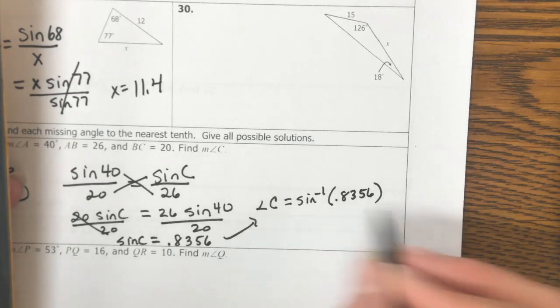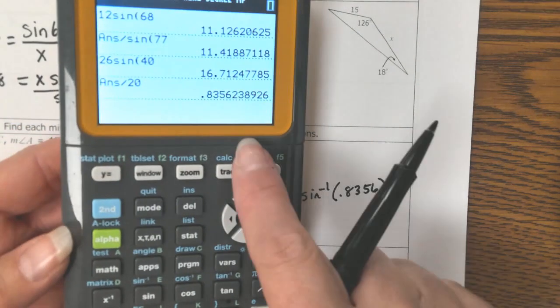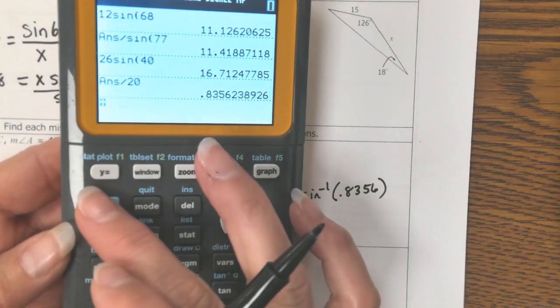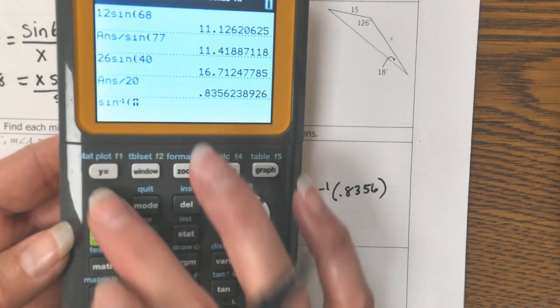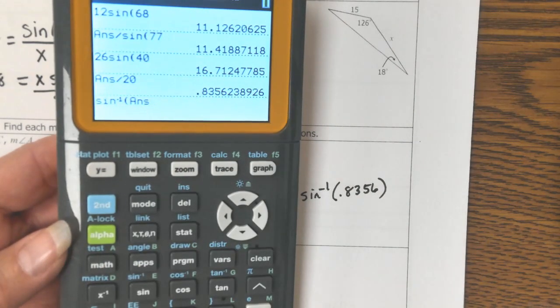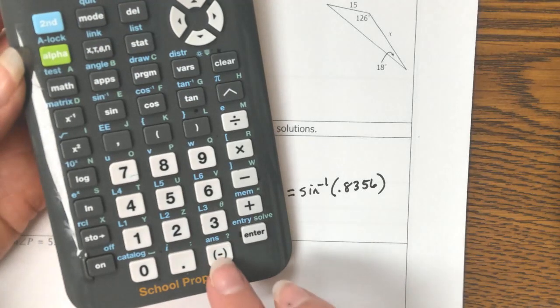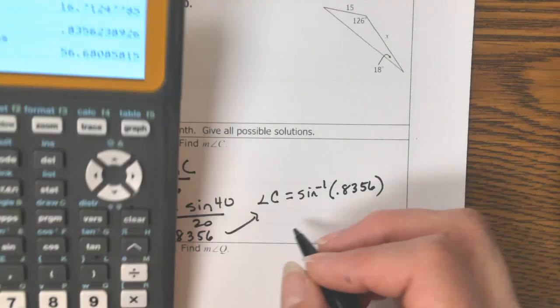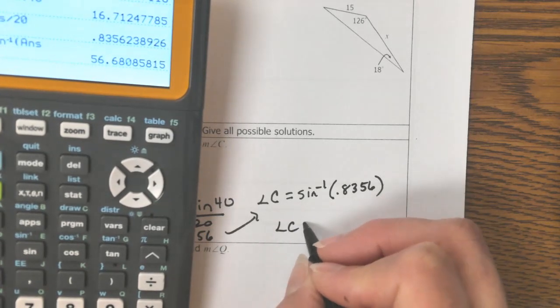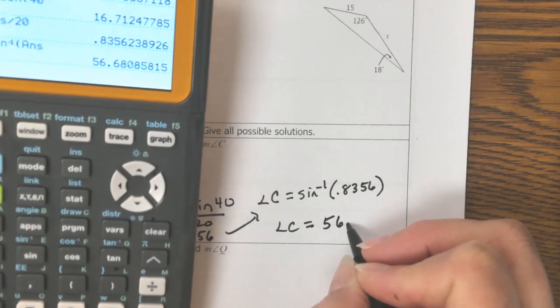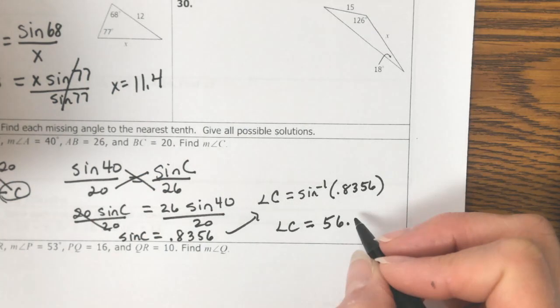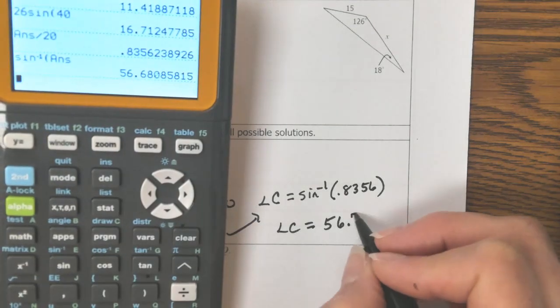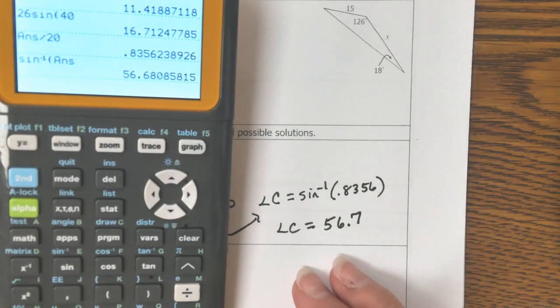You can just type it, but I already have the number in my calculator, so I'm going to do second sine and second answer to plug that in. And remember, answer is this button down here, that little negative button. And we end up with our solution for angle C. It is 56.7. They ask us to round to the tenth.